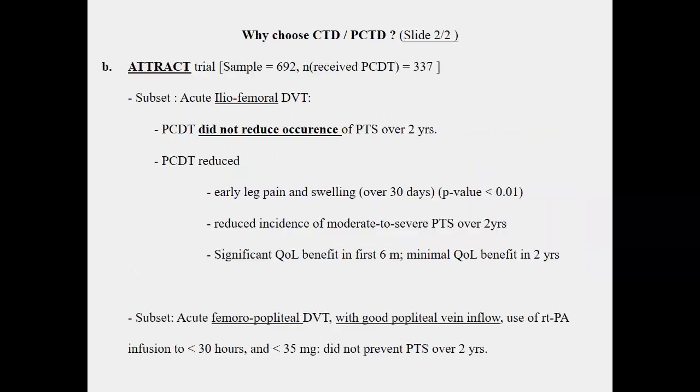However, another trial, which is called ATTRACT trial, which has included almost more than double sample number, they divided their patients into two subsets, iliofemoral deep vein thrombosis and femoropopliteal deep vein thrombosis. In their iliofemoral subset of acute deep vein thrombosis, they showed pharmacomechanical catheter-directed thrombolysis did not reduce the occurrence of post-thrombotic syndrome in 2 years period.